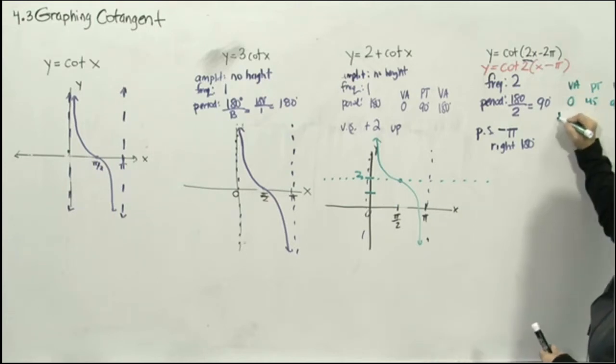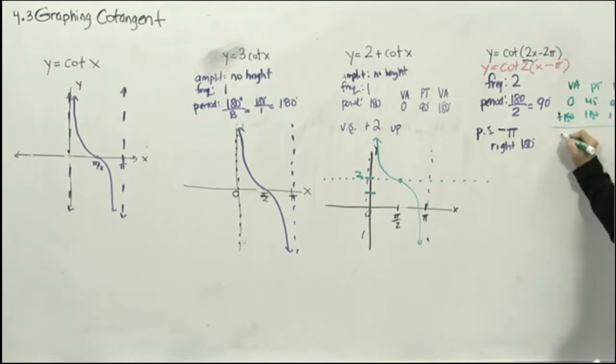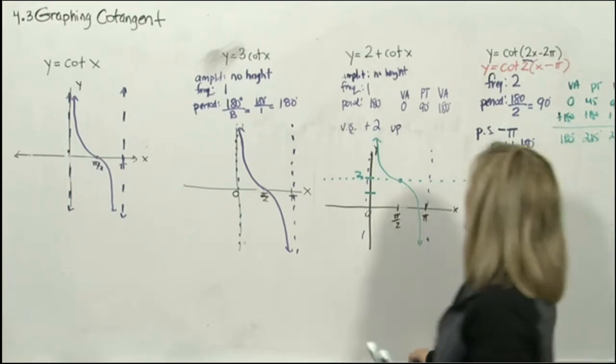So if we add 180, add 180, add 180, that means our vertical asymptote is going to be at 180, our point is going to be at 225 degrees, and our other vertical asymptote is going to be at 270 degrees. Y'all with me? All right, let's draw that.